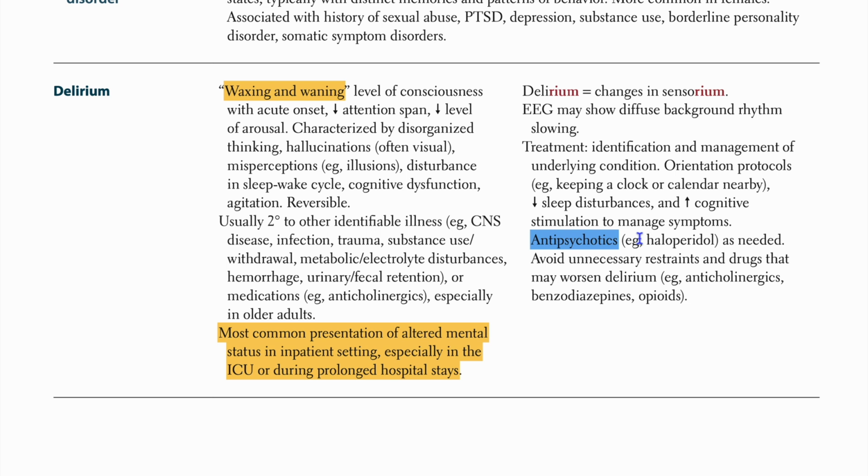Delirium changes in sensorium. EEG may show diffuse background rhythm slowing. Treatment is identification and management of the underlying condition, and an orientation protocol, for example keeping a clock or calendar nearby, decreasing sleep disturbances, and increasing cognitive stimulation to manage symptoms. Antipsychotics, for example haloperidol, as needed. Avoid unnecessary restraints and drugs that may worsen delirium, for example anticholinergics, benzodiazepines, and opioids.